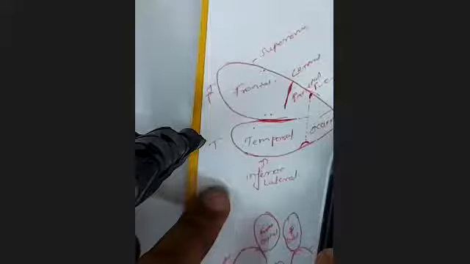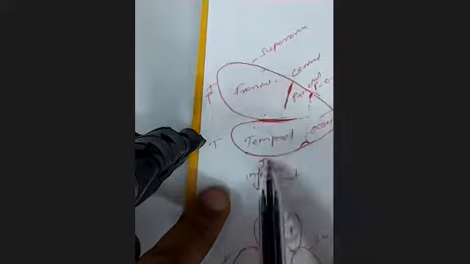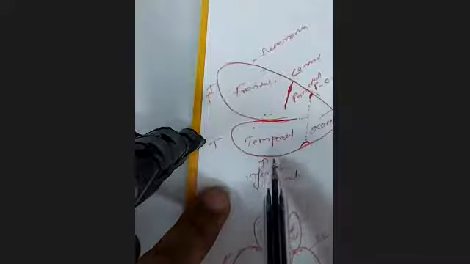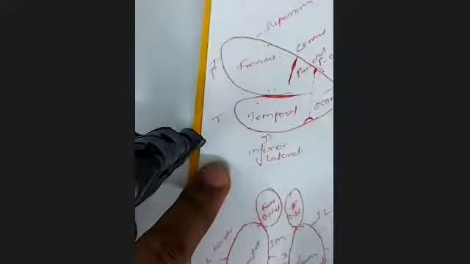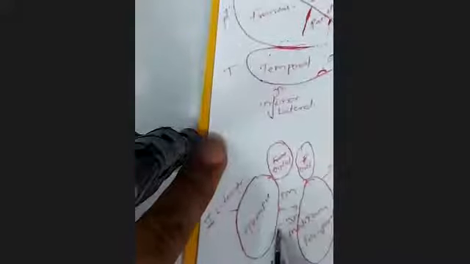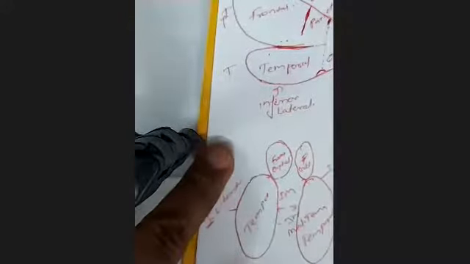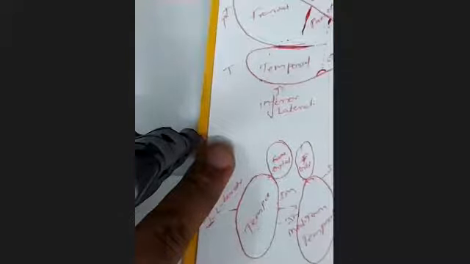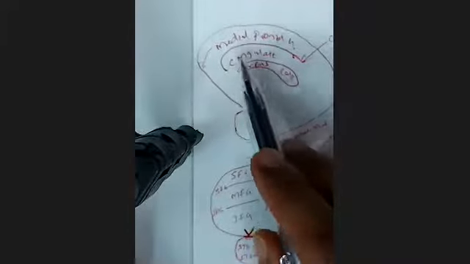Cerebrum has 3 poles: frontal, temporal, occipital. 3 borders: superior, inferolateral, inferomedial. 3 surfaces: superolateral surface, medial surface, and inferior surface. So everything is 3, 3, 3. 3 poles, 3 borders, 3 surfaces. Lobes are only 4. Otherwise, everything is 3. So the first view of the medial surface was like this. What you see mainly is corpus callosum, cingulate sulcus, cingulate gyrus, medial frontal gyrus.